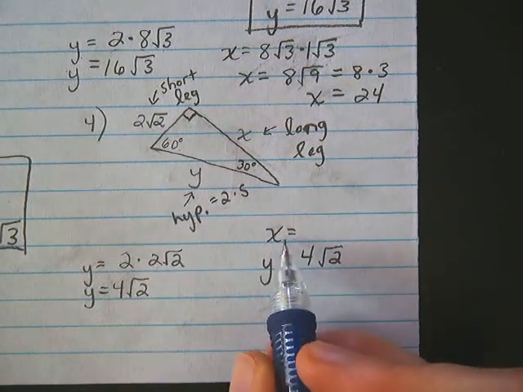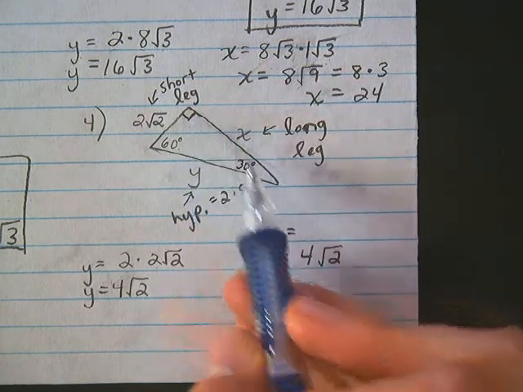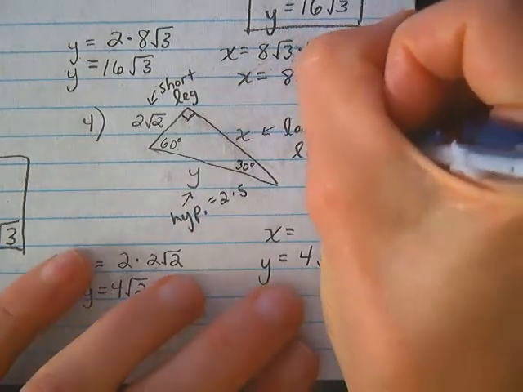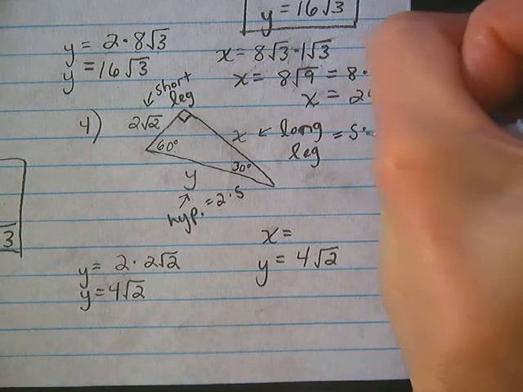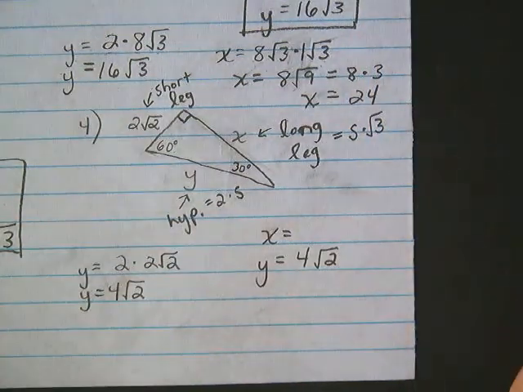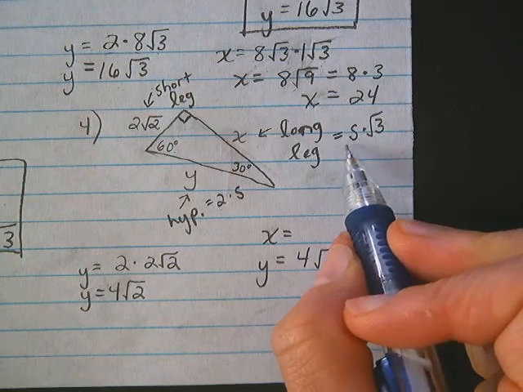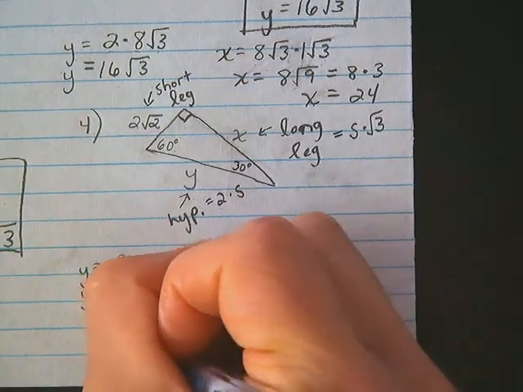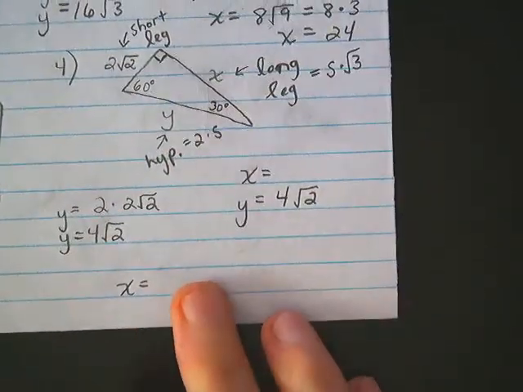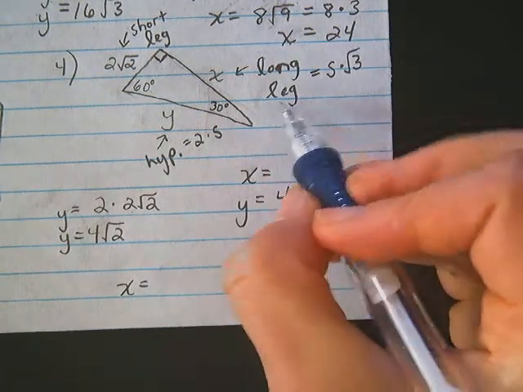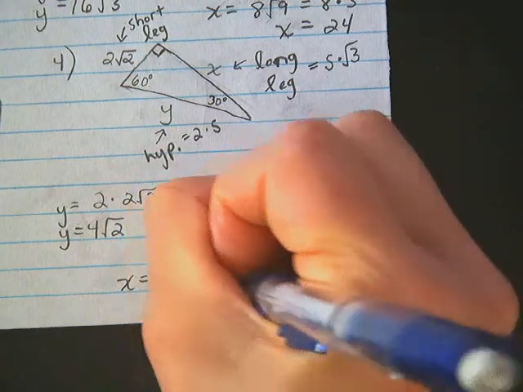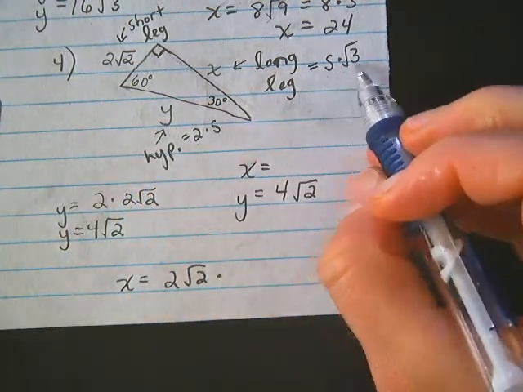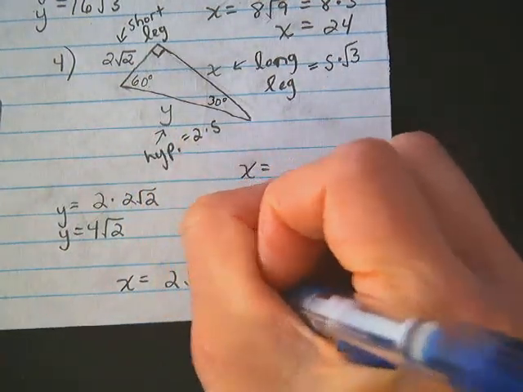Okay, and then to find x, well, x is my long leg. So think about that little trick or that little property. The long leg is equal to the short leg times the square root of 3. Okay, and so to find the long leg, which is x, I'm going to go down here and put my work. x is equal to the short leg, which is 2 square root 2, times, short leg times the square root of 3.